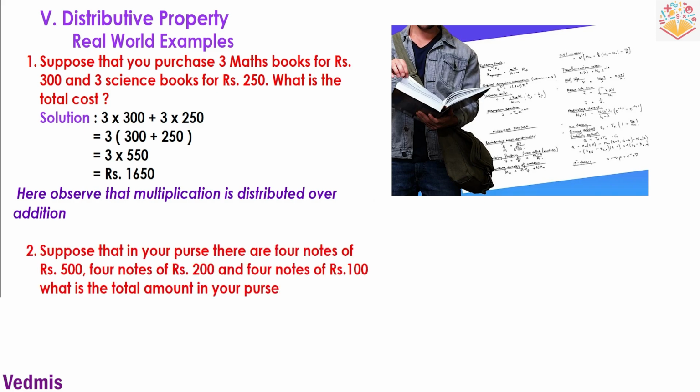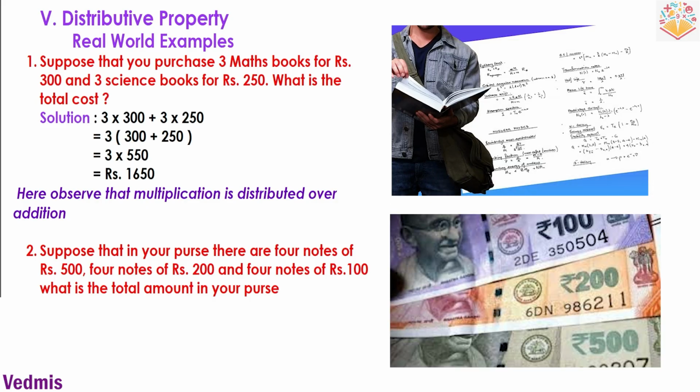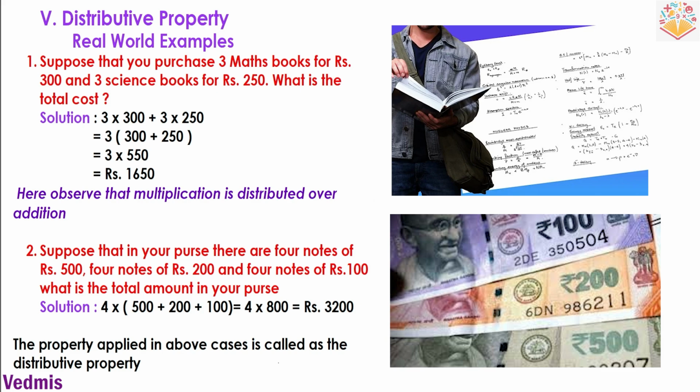Let us take another example. Suppose that in your purse, there are 4 notes of rupees 500, 4 notes of rupees 200 and 4 notes of rupees 100. What is the total amount in your purse? All the notes are 4 in number and the face values of the currency are written as 500 plus 200 plus 100. Total becomes 800. 800 into 4 is 3200. The property applied in the above cases is called the distributive property.